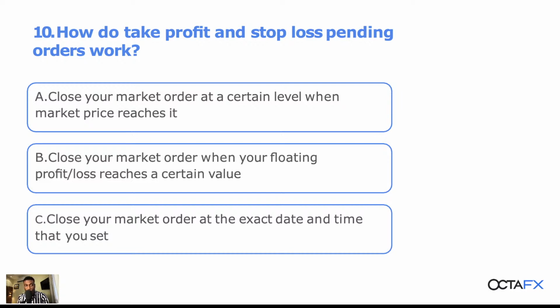A. Close your market order at a certain level when market price reaches it. B. Close your market order when your floating profit or loss reaches a certain value. C. Close your market order at the exact date and time that you set. So tell me, which one is it? How do take profit and stop loss pending orders work? Go ahead and type the answers in the comment section.